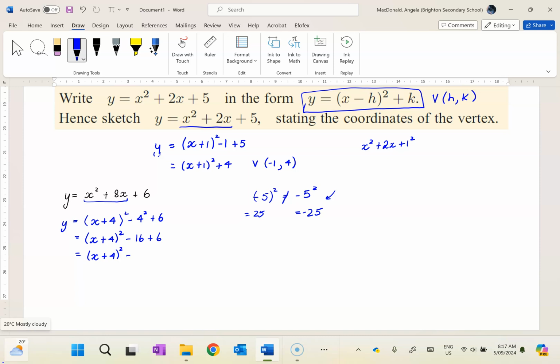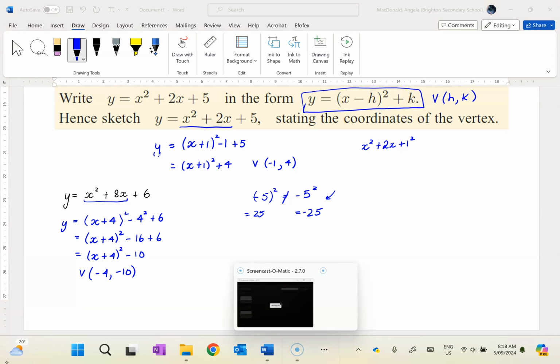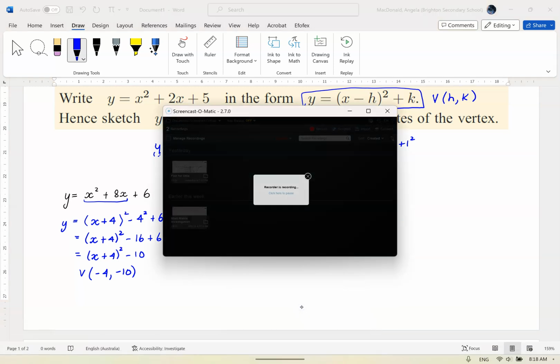which gives me x plus 4 squared, minus 6 plus 6 is minus 10. And like we did last time, we can now say my vertex is going to be minus 4, minus 10. Okay, let's do one more.